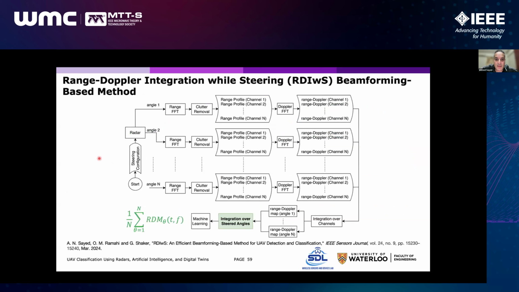This is the signal processing algorithm for our proposed method. It starts with the steering configuration for the radar. For each angle, we perform a range FFT and clutter removal to get the range profile for each channel of the MIMO case. Then we apply another FFT to get the range Doppler maps for each channel, and integration across channels to get the range Doppler map for each angle. Then before training machine learning models, we integrate the range Doppler maps obtained through each angle to enhance the signal-to-noise ratio of the scene.